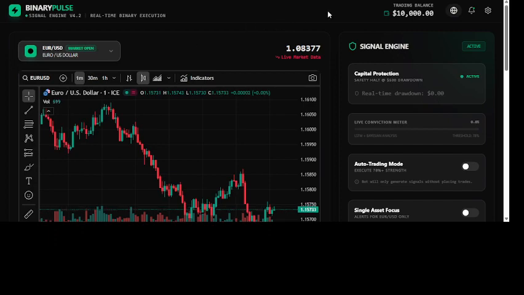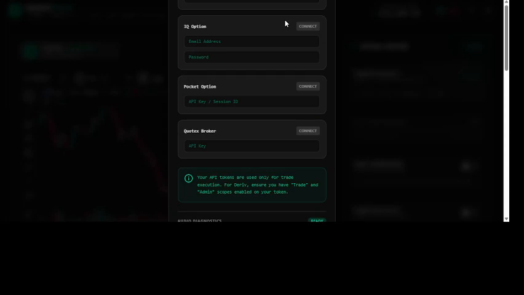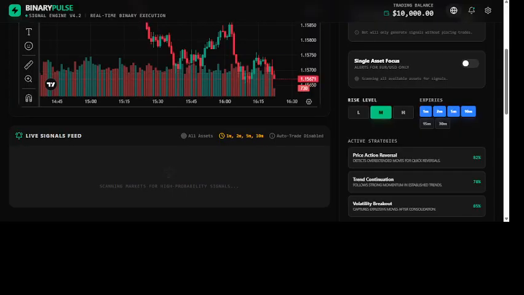Now, what I've also done here is I've added an auto trading feature in case your platform allows you to connect to these bots to trade for you. So I've incorporated four binary options brokers. They're Deriv, IQ Option, Pocket Option, and Quotex. But when it does generate a signal, it's going to generate a high probability signal for us.